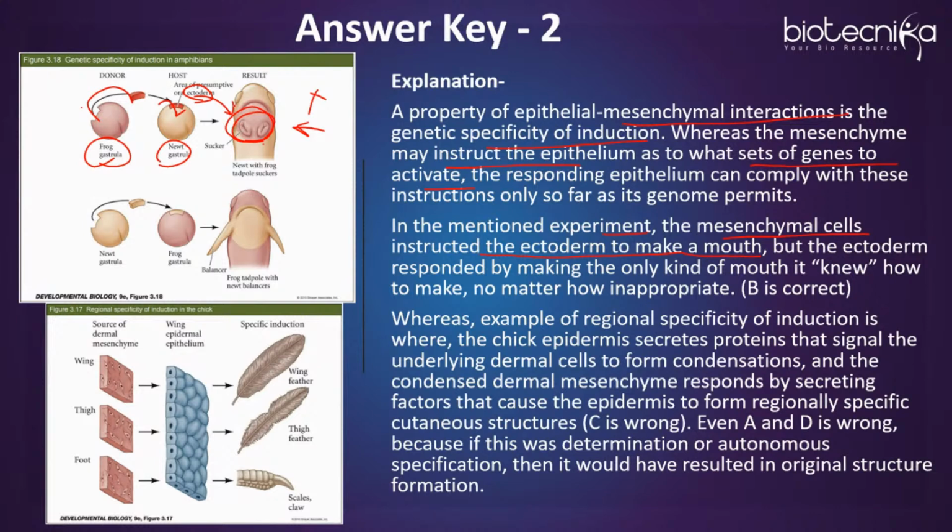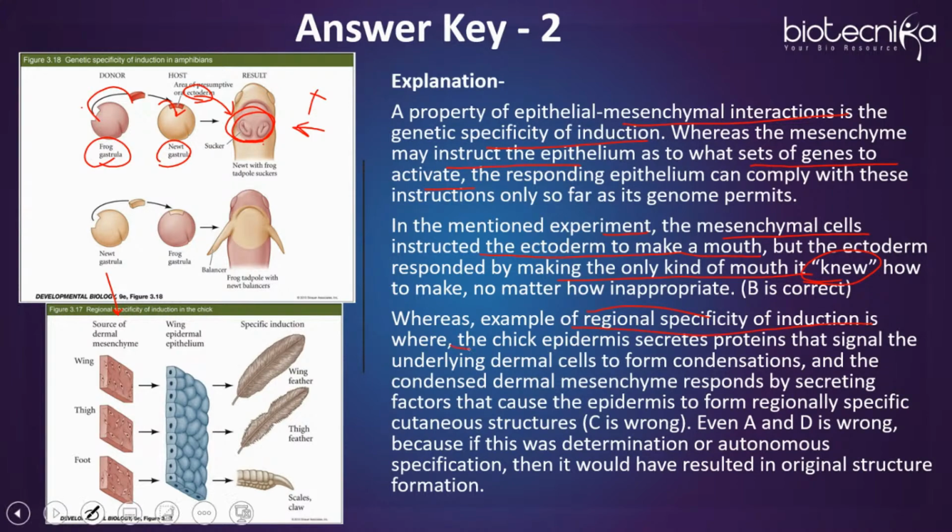But it will only change to the type of mouth it knows how to form, because they have different genes, as simple as that. So ectoderm responded by making only the kind of mouth it knew how to make, no matter how inappropriate. Whereas the other option was regional specificity.